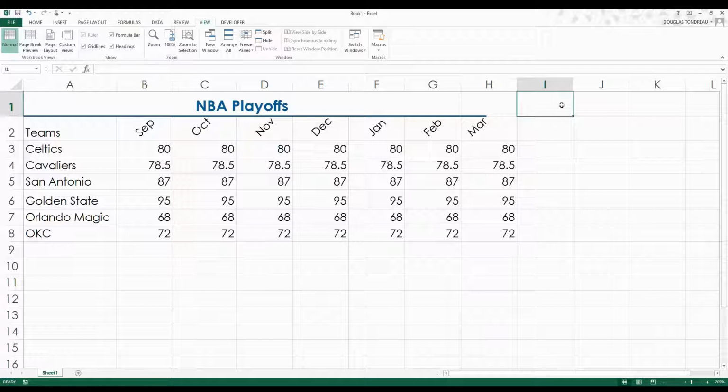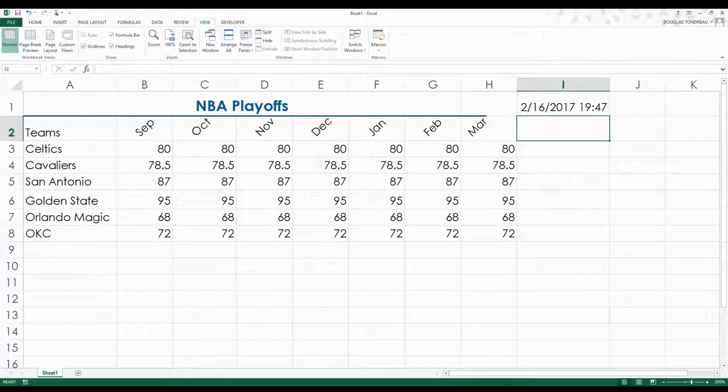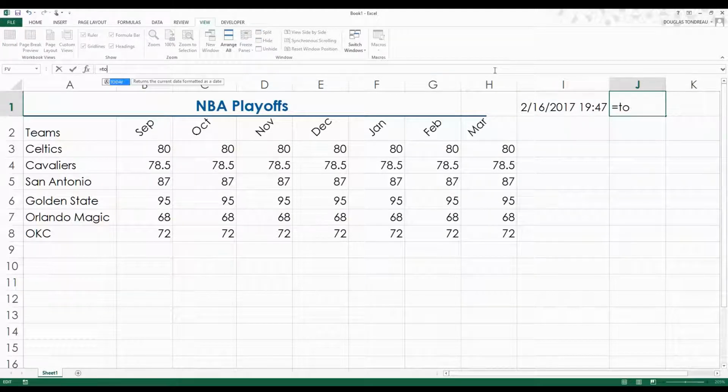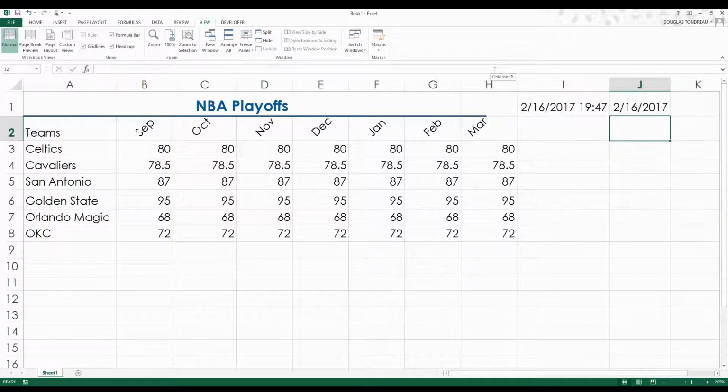I want to show you, which I know I showed last week, how to format your system's date. In order to do that, you could use two formulas. I can write equals NOW, which gives me the date and time, or I can write equals TODAY. What equals TODAY gives me is just today's date.